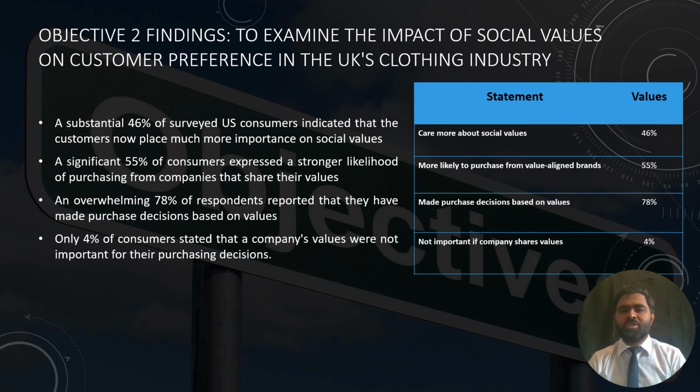Consumer preference alignment. A significant 55% of consumers said they are more likely to buy from companies that match their values, demonstrating a clear link between shared values and purchase decisions. High value on value-based purchase. An overwhelming 78% of respondents reported making purchase decisions based on values in the previous year, demonstrating that values have a significant impact on consumer buying behavior. Value ignorance. Only 4% of consumers felt that a company's values were unimportant in their purchase decisions.